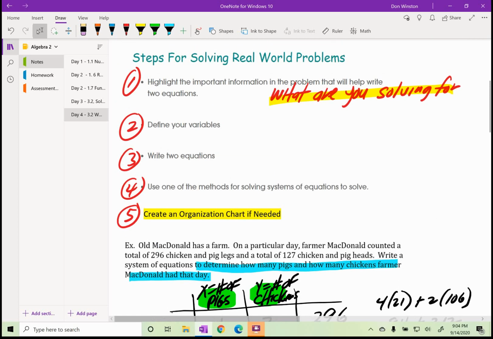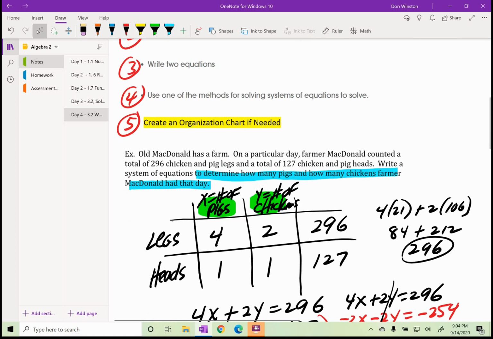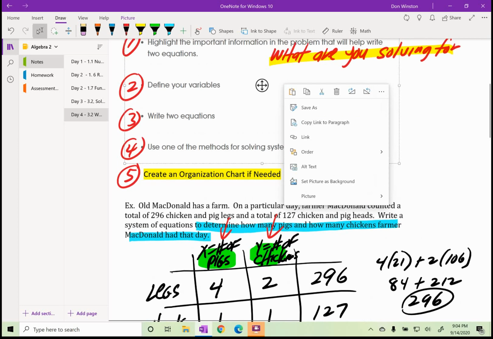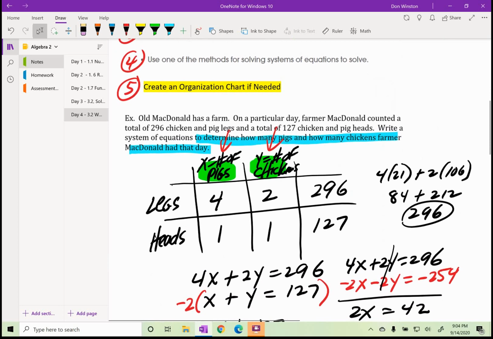So step 1, I highlighted in blue. What are you solving for? I'm solving to determine how many pigs and how many chickens Farmer MacDonald had that day. To do that, I drew an organization chart. And at the top of the organization chart, I listed what I'm looking for. So this is like 1 and 2 combined. I'm defining my variables, okay, with the help of my organization chart. So I'll say x is equal to the number of pigs, because that's what we want to know, and y is equal to the number of chickens. Okay, so there, I define my variables with my organization chart.